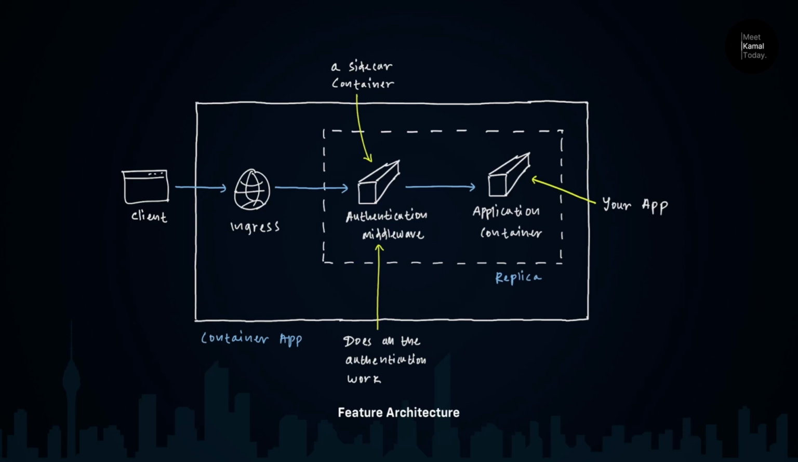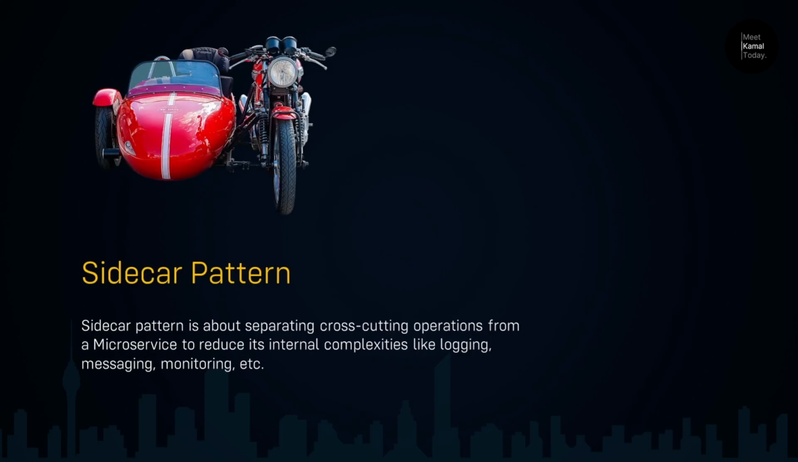And if you're not familiar, the sidecar pattern is about separating cross-cutting operations from a microservice to reduce its internal complexities, like logging, messaging, and monitoring. And in this case, it's authentication.